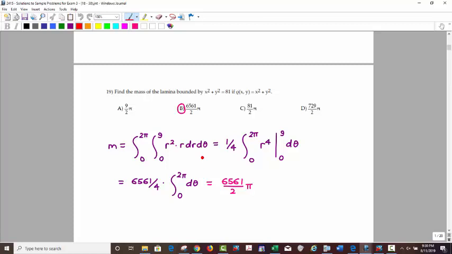So really all we're doing here is, now the integral's pretty easy. We're integrating r cubed, which will be 1/4 r to the 4th. Put in 9, put in 0, 9 to the 4th is 6561. And then we're integrating d theta. There's no thetas there, so it just produces a theta. So from 0 to 2 pi gives me 6561 pi over 2. And there we go.